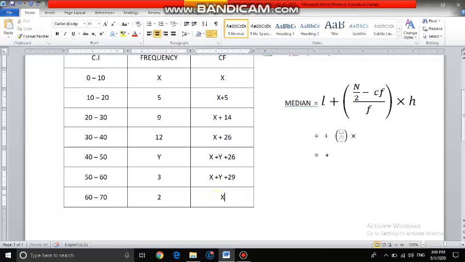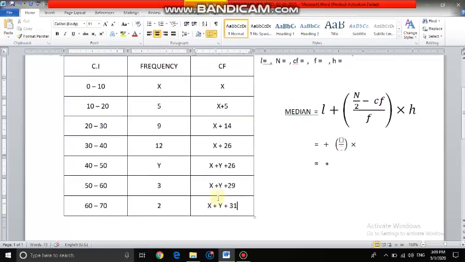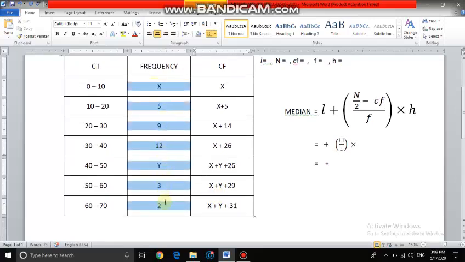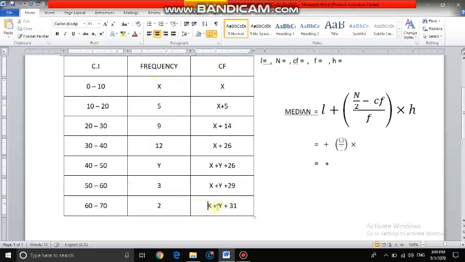I am writing here understanding that you already understood the previous example. If any doubt, you can ask anytime. So 29 plus 2 is 31. So this is the sum of the frequencies which I got. Even if you add all these numbers, that also will give you x plus y plus 31.